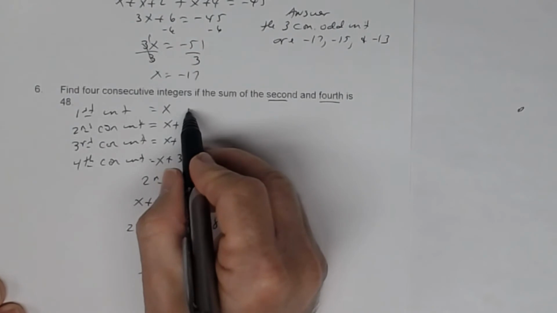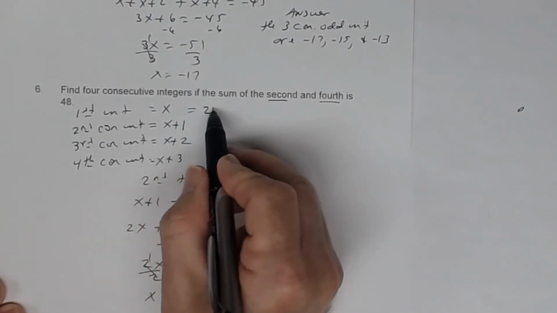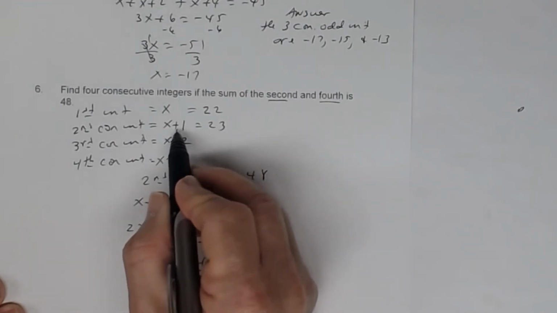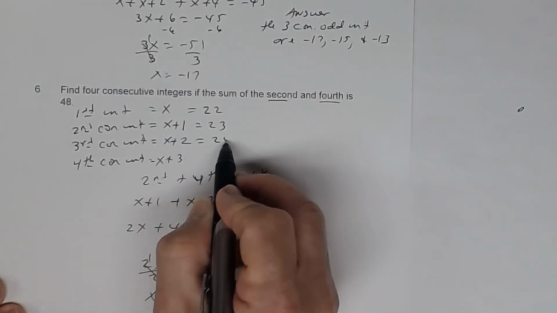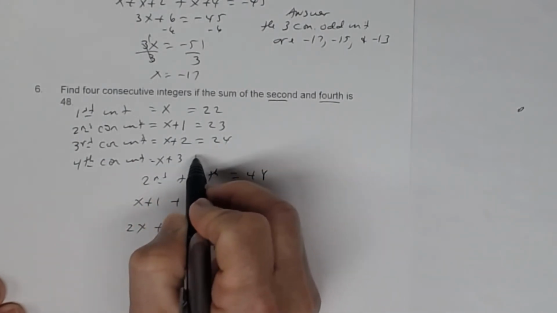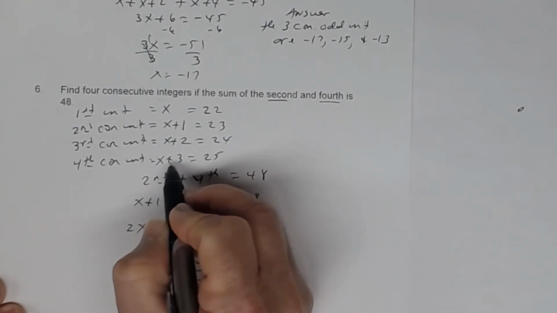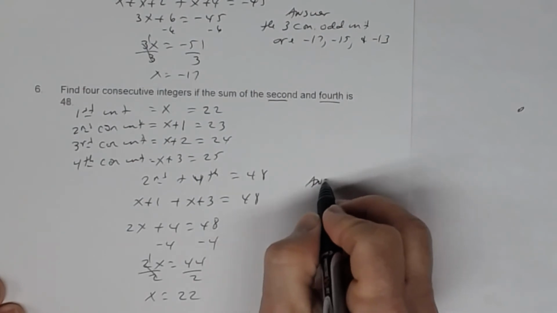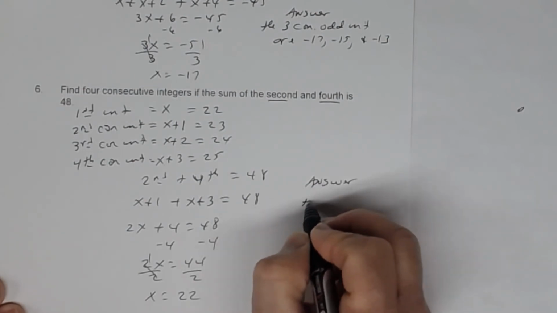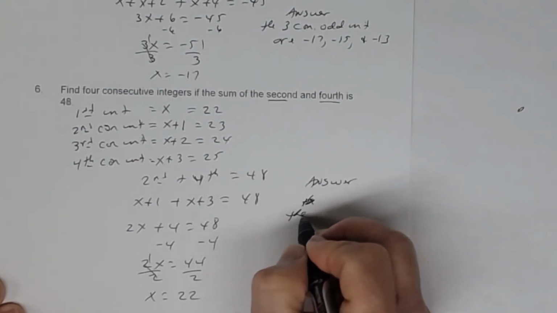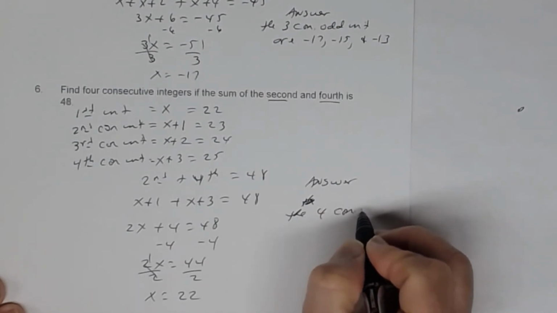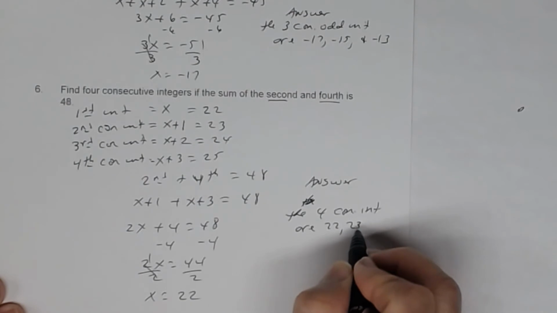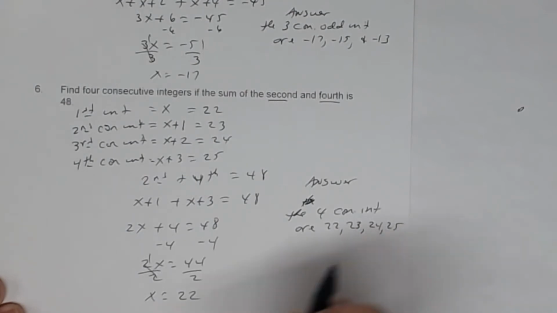So write that here. x is 22. That means my first is 22. My second is 23, 22 plus 1. My next is 24, 22 plus 2. And my next one is 25, 22 plus 3. They want to know, find 4. So now your answer: the 4 consecutive integers are 22, 23, 24, and 25.